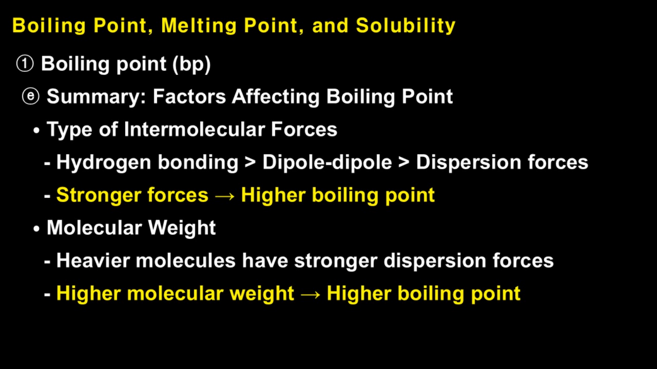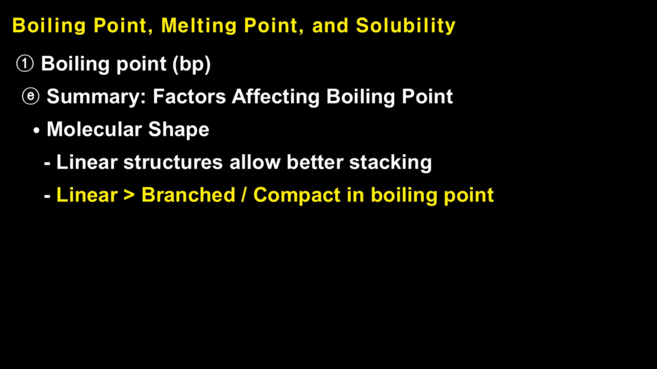Now, to sum it all up, there are three major factors that affect boiling points. First, the type of intermolecular force. Hydrogen bonding is the strongest, followed by dipole-dipole, and then dispersion forces. Second, molecular weight. Heavier molecules generally have higher boiling points. And third, molecular shape. Linear molecules usually stack better and have stronger interactions, so they boil at higher temperatures compared to branched or compact ones.